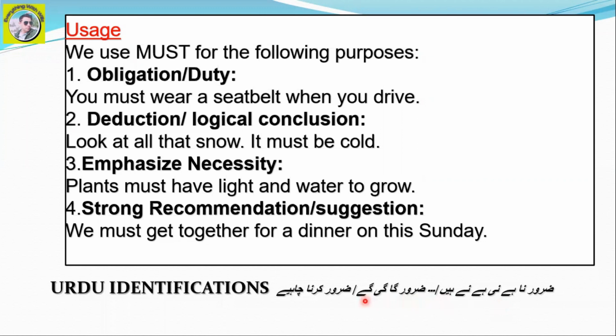And number two, zarur ga ge gi. Now it can be used in place of will. For example, if I say मैं वहां जाऊंगा, I will go there. मैं वहां जरूर जाऊंगा, I must go there.